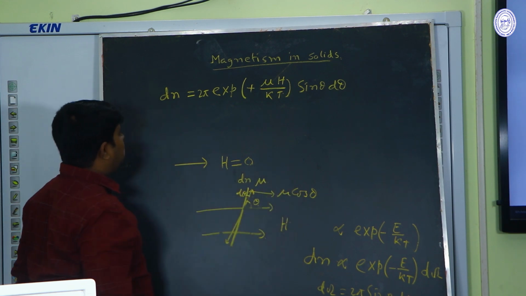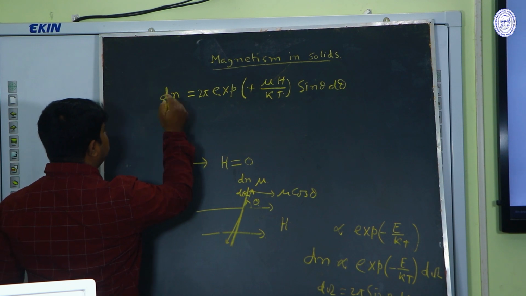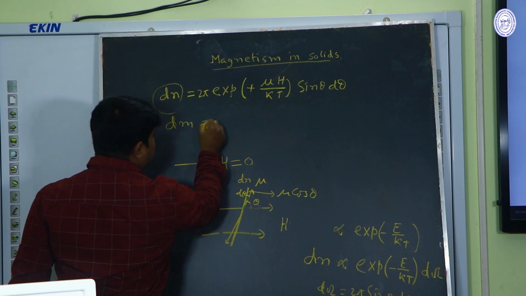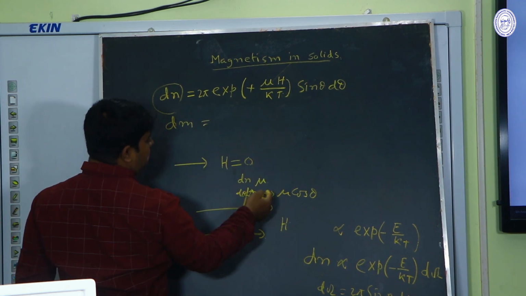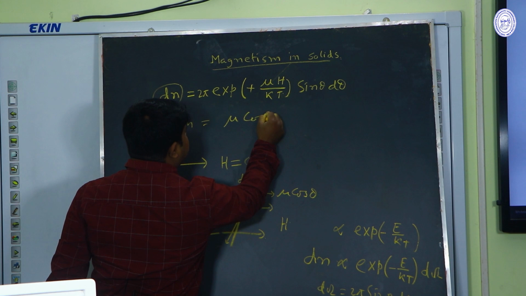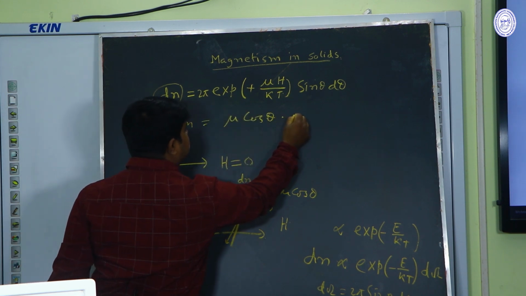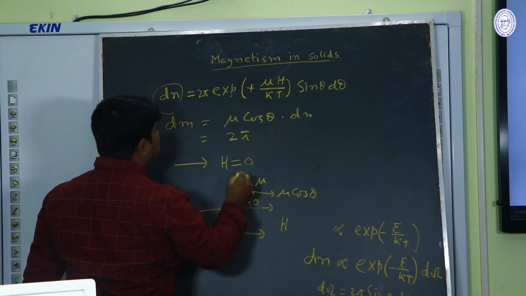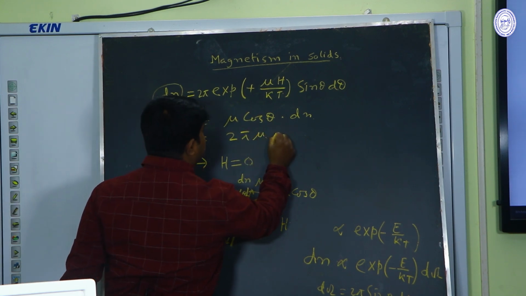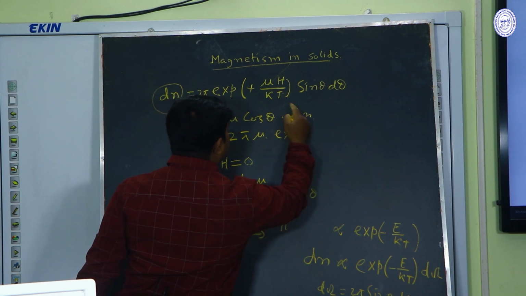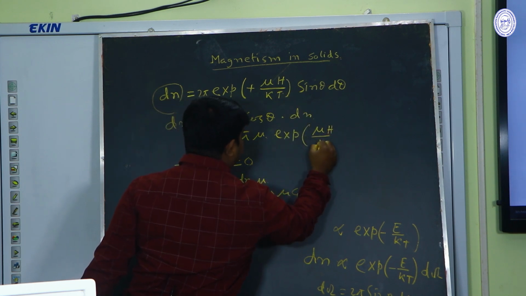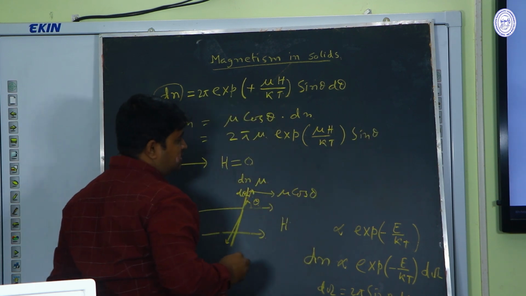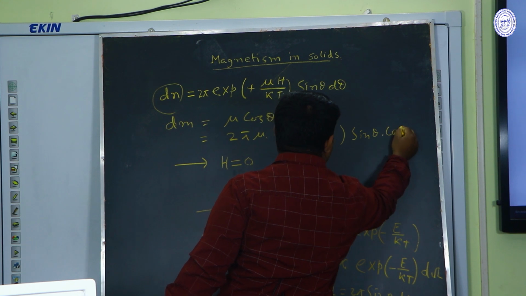So the total magnetic moment due to dn number of dipoles, suppose dm, is equal to mu cos theta into dn, that is equal to 2 pi mu exponential mu H by kT sin theta cos theta d theta.